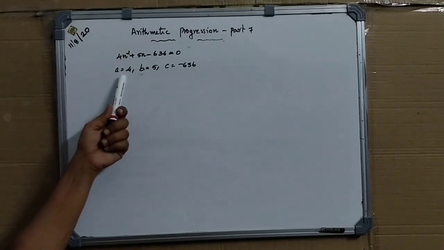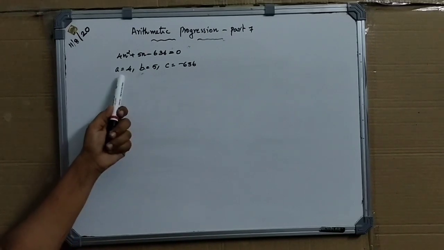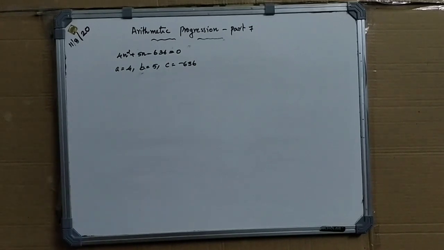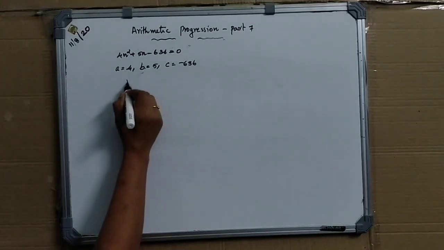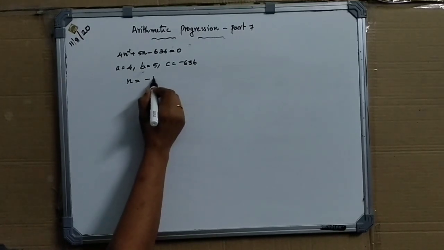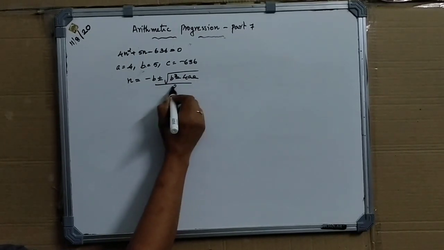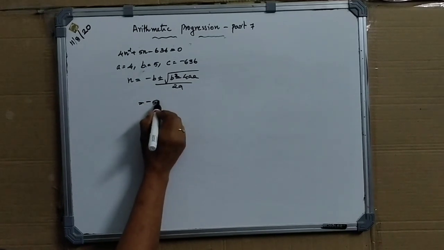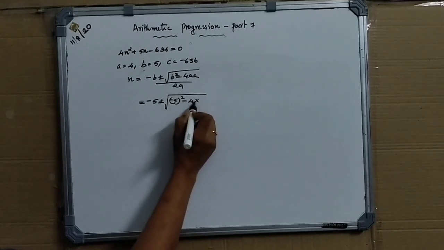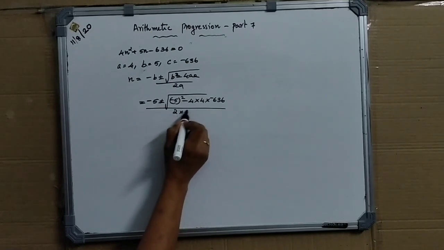Now from this we have the equation 4n square plus 5n minus 636 equals 0. It is a quadratic equation, and we can compare with the standard form. We get a equals 4, b equals 5 and c equals negative 636. So apply the quadratic formula: n equals minus b plus or minus root of b square minus 4ac, by 2a. Substitute the values: negative 5 plus or minus root of b square minus 4 into a into c, divided by 2 into a.